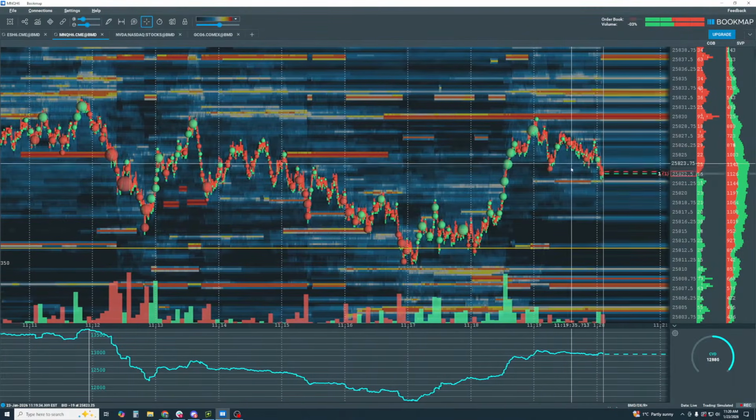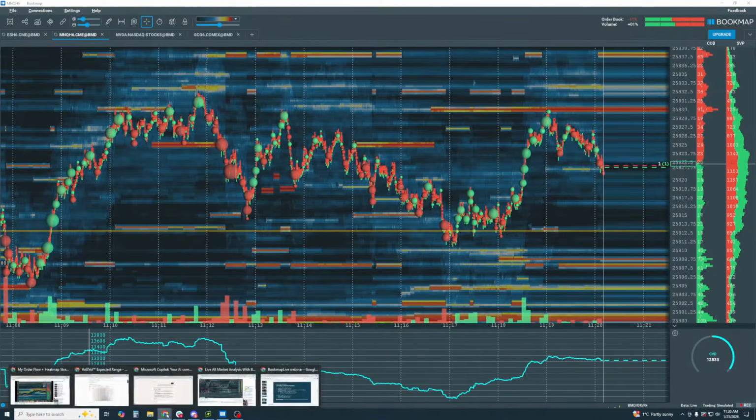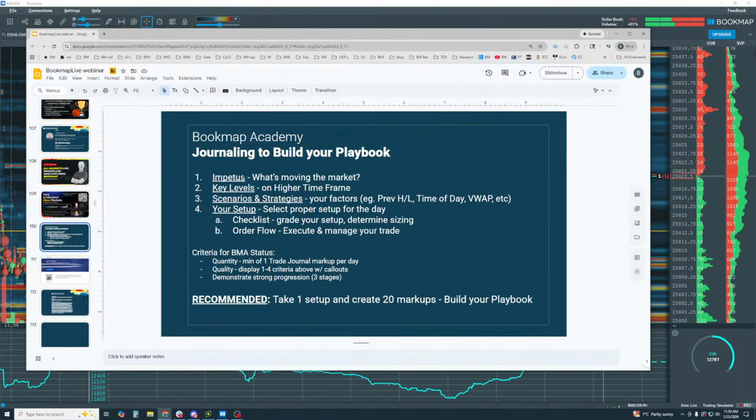Anyway, what we do is the same process again. We look at what's moving the market and then our key levels. Then we start drilling down in those levels, and then start to develop our strategies and scenarios around it, and then look for our setup.